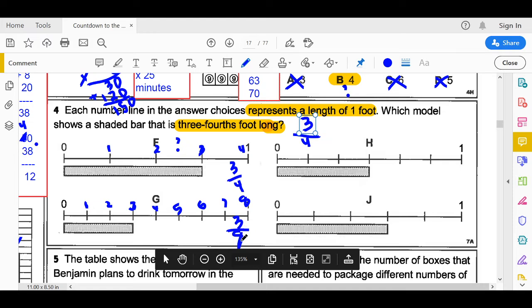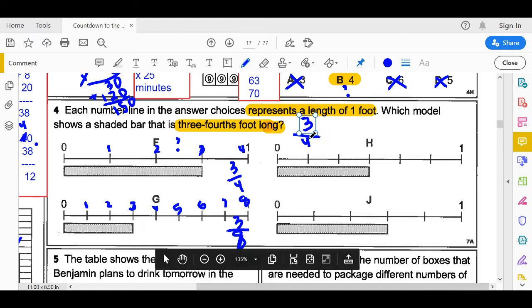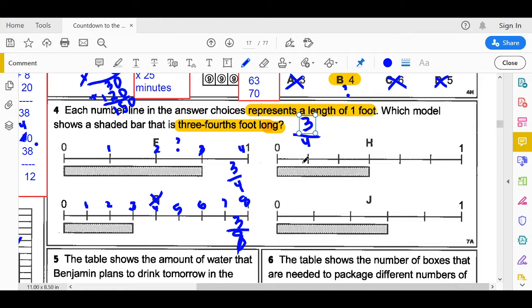Amigos, this number is not the same as the one I need here. 3 out of 8. Let me make that 8 a bit clearer. 3 out of 8 is not what I need. I can already cross out letter G. Let's move to letter H.